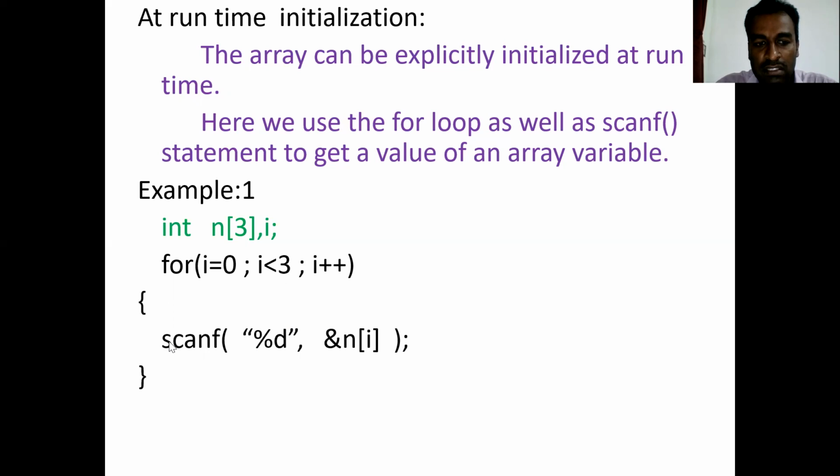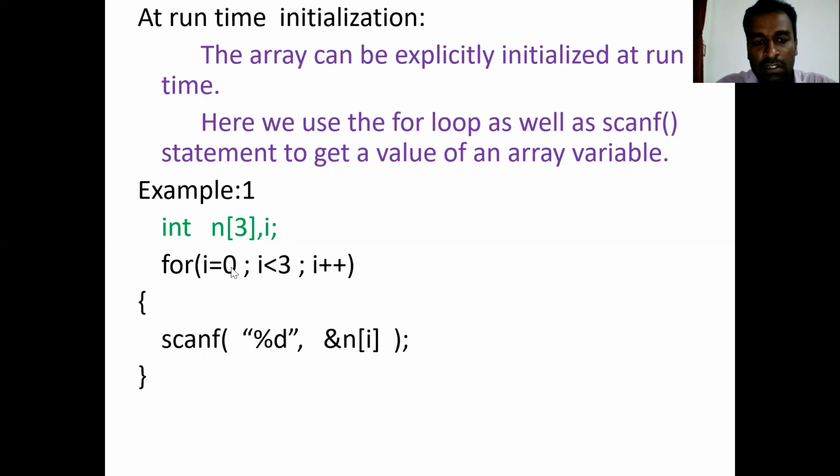1 less than 3, the condition is true. Again, it comes inside the loop. Here n of i, now the value of i is 1. So n of 1, I give another value, input as 3, and then i is again incremented by 1.